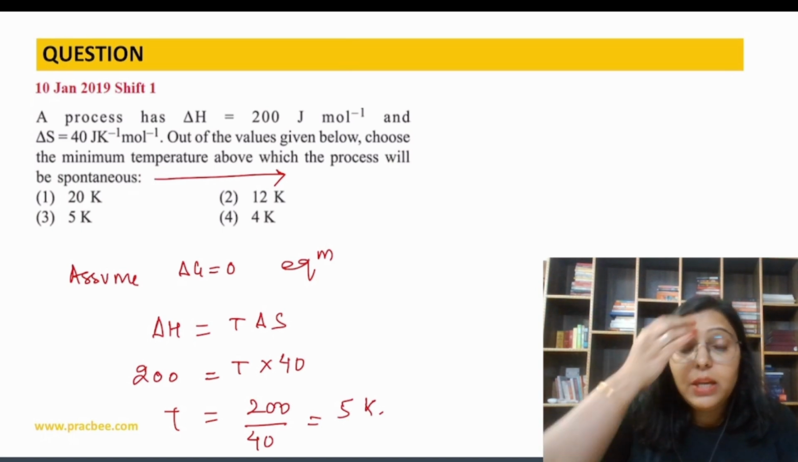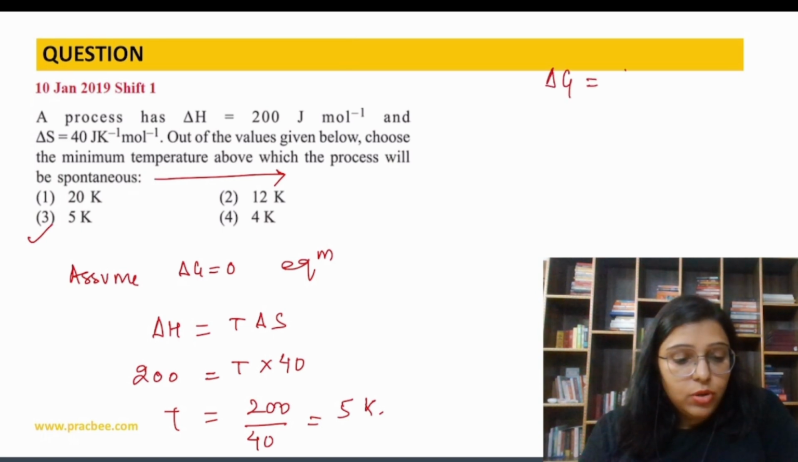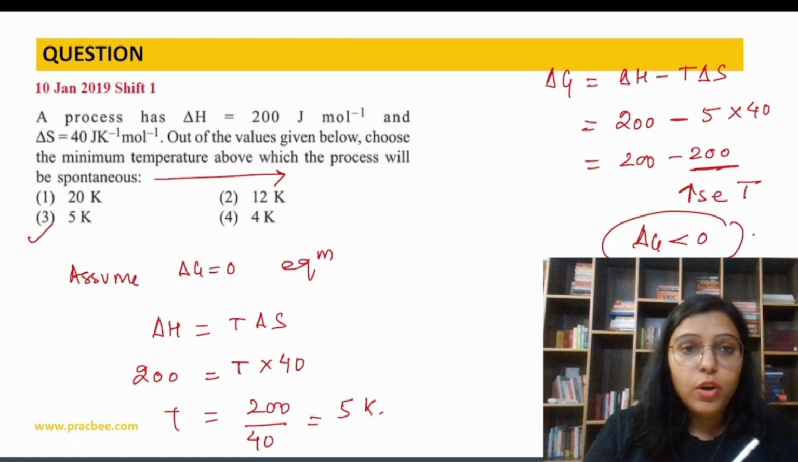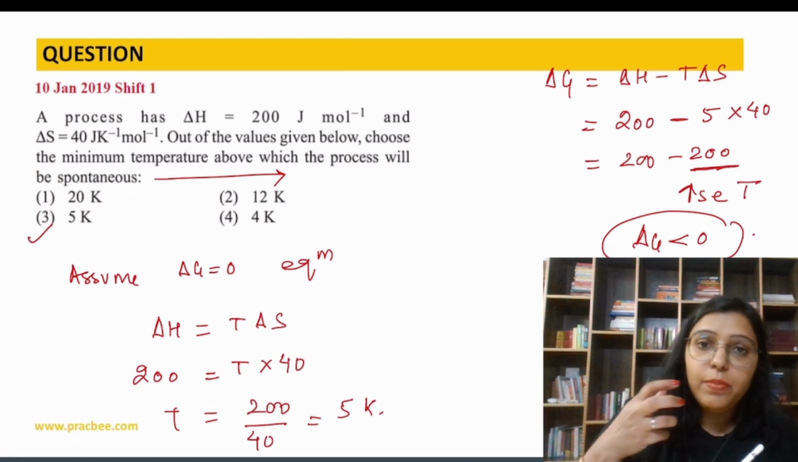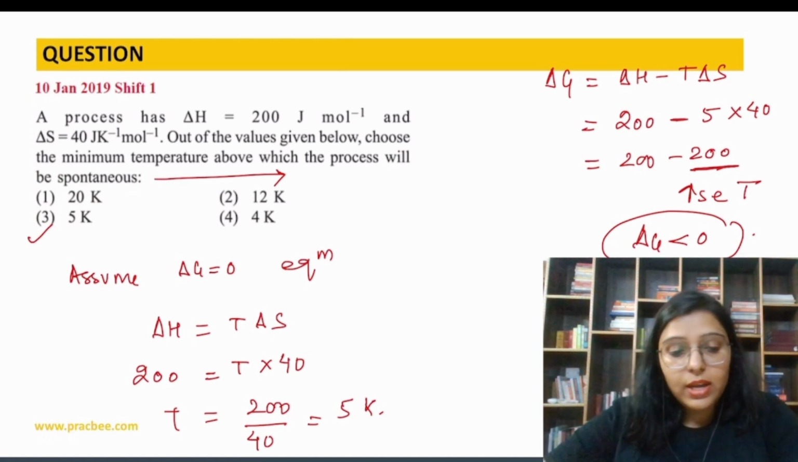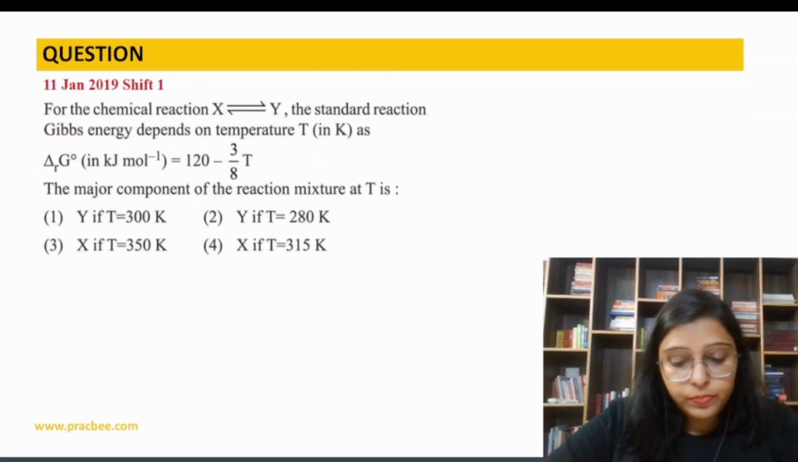So the minimum temperature above which the process will be spontaneous is 5 Kelvin, because see, delta G is equal to delta H minus T delta S. So delta H is 200. If I say 5 into 40, that is equal to 200 minus 200. So when you increase the temperature, then delta G comes out to be negative or less than 0, right? So above this is the minimum temperature above which the process is going to be spontaneous. So the answer is going to be option number C. Now let's do the next question.